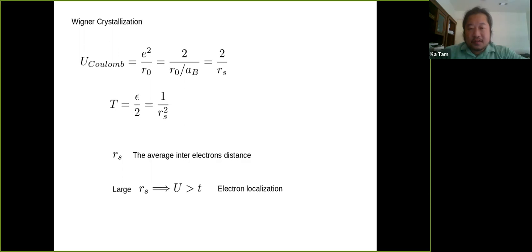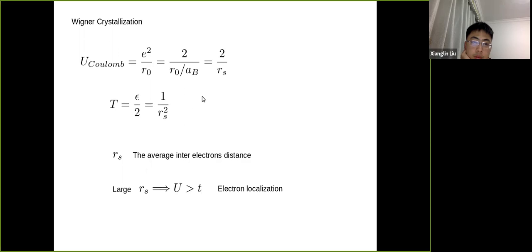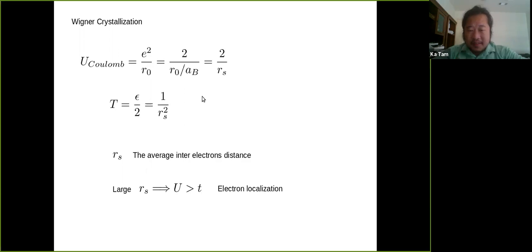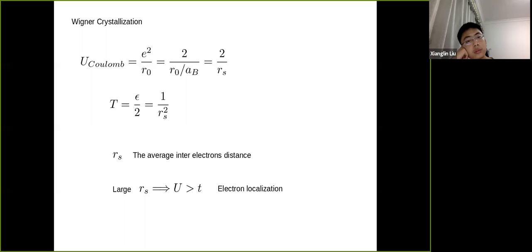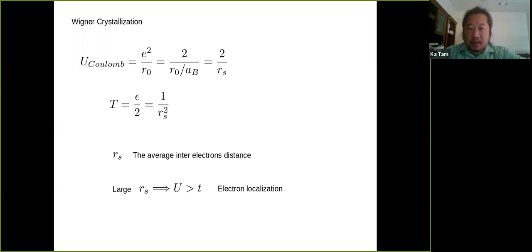So when you have very large rs, the potential energy wins over the kinetic energy, and then the electrons localize, and this is what is called a Wigner crystal. You can justify this with a simple Hartree-Fock calculation. But the idea is that the density of electrons plays a key role in whether the system is metallic or insulating. The potential energy wins, the electrons localize, and the system ceases to be metallic.